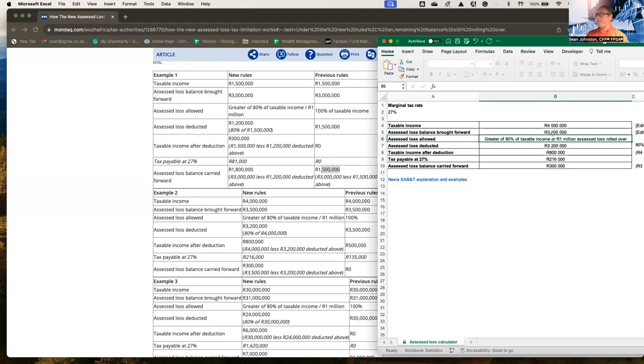Now, under the old rules, because you're making taxable income greater than the assessed loss, you roll over with nothing. So it's really a catch-22, because you're paying 216,000 in tax and you're rolling over with 300,000 into the next year.